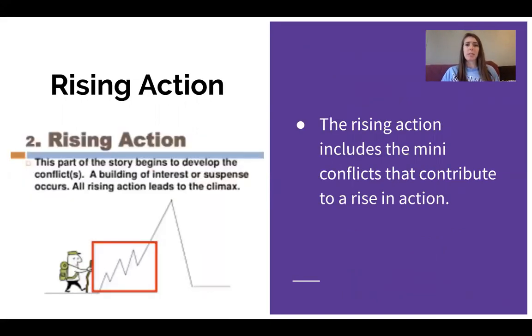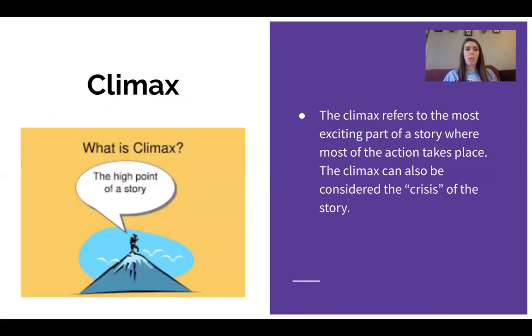Now the rising action does take up the majority of the story itself, whether you're writing it or you're reading it. So the rising action is the part of the story that begins to develop the conflict or the conflicts. It's a building of interest or suspense that occurs, okay? So it's rising us up to our climax, which we're gonna talk about in just a second. But the rising action includes the mini conflicts that contribute to a rise in action. So these are the conversations that are happening. These are the things that we're finding out about our characters, or things with our setting, or maybe with our conflict. So they're kind of baby steps that are building us up to what we call our climax.